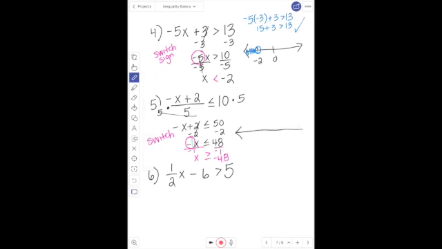All right. So I have 0 here, I have negative 48, and it's greater than or equal to, and it is equal to, so we're going to do a closed circle and shade to the right.